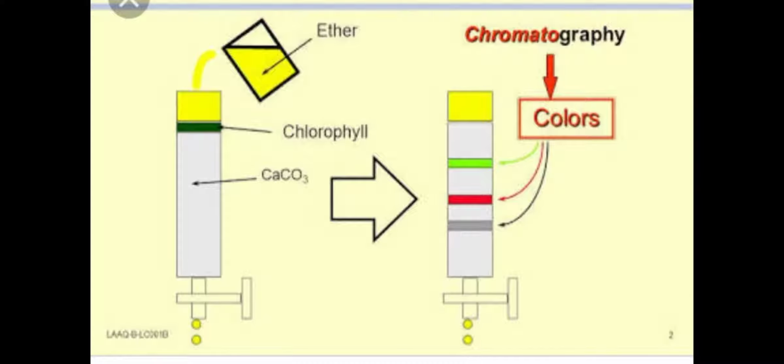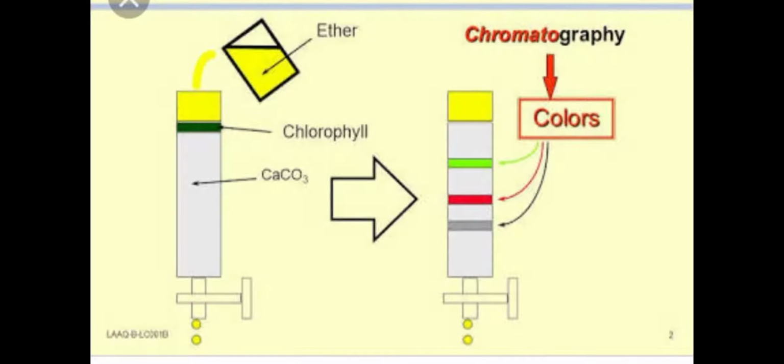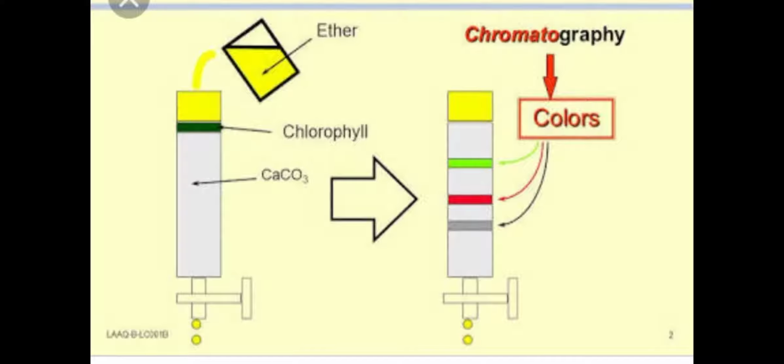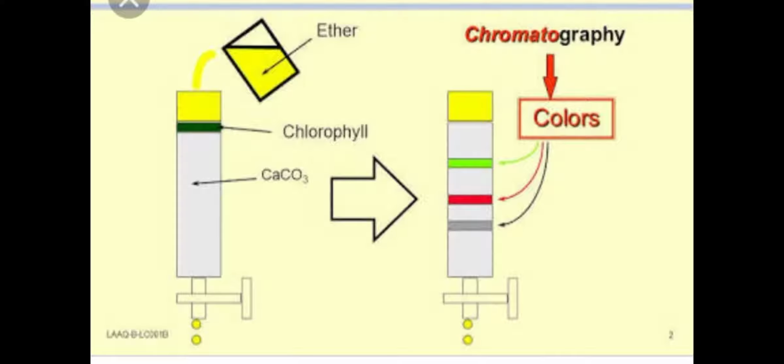Now the green part is chlorophyll, that was the leaf extract, and color pigments were there in it. So it was the sample. Now this is ether. It is used for irrigation purposes.